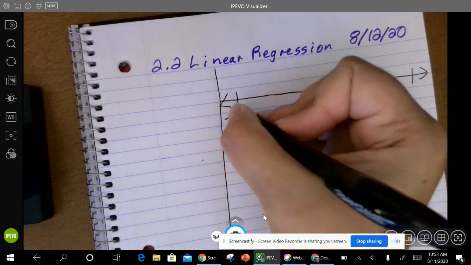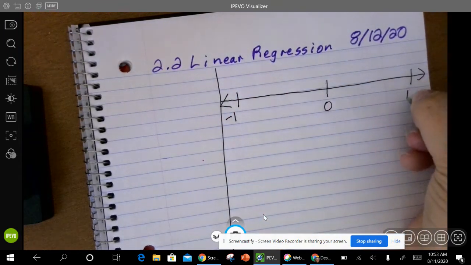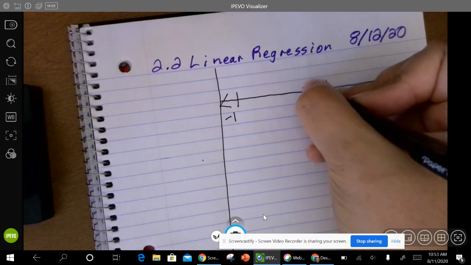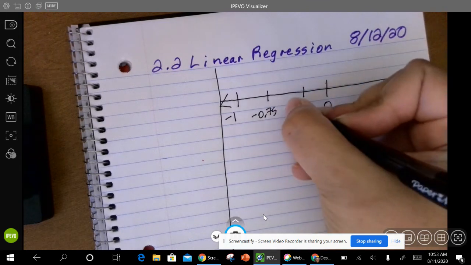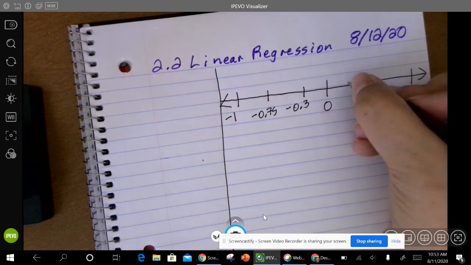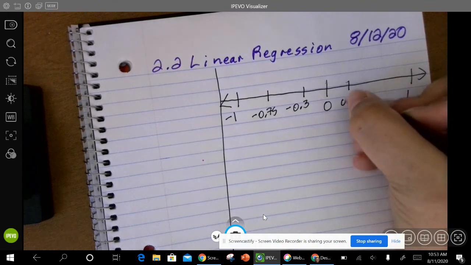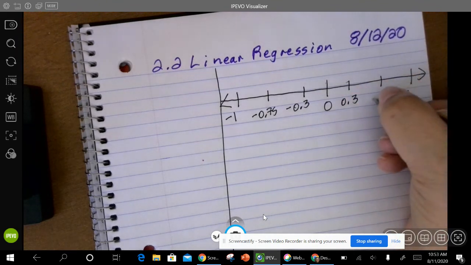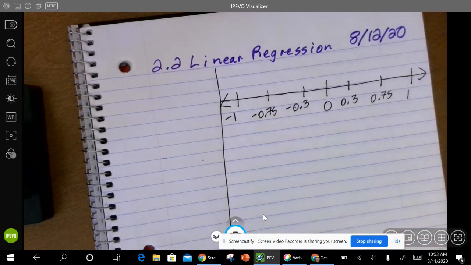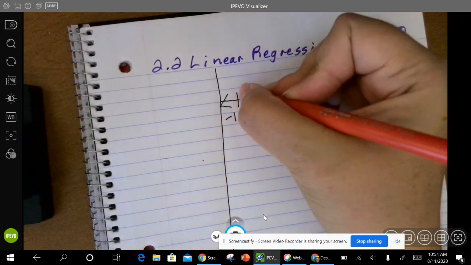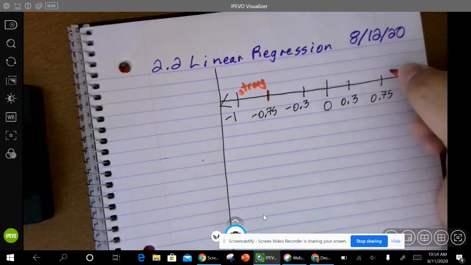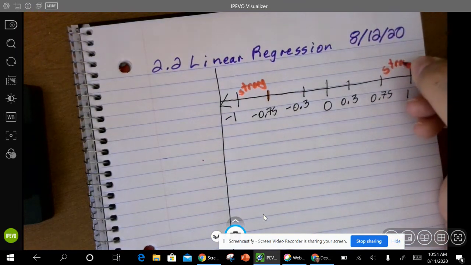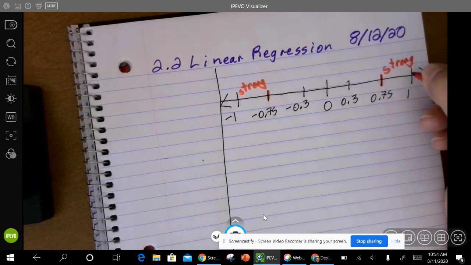We're going to have -1, 0, 1. Then we need to do about what 3/10 would be. So -75/100, -3/10, and then, I know this is estimating, +75/100. Okay, so now we can put our values on there. If it's strong, it's going to be between -1 and -75/100, including that number. And then strong again on the other side, between 75/100 and 1.